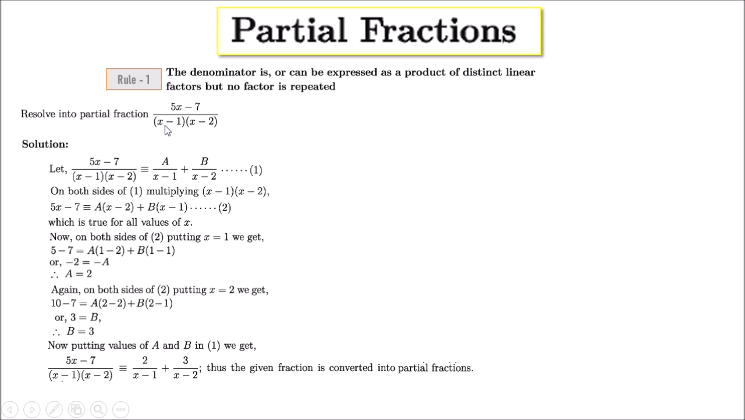If there are factors, or simply a quadratic expression, you can divide it into two factors. And where no repetition is there, that means a factor is not coming twice, thrice or something like that. Otherwise, it will be another rule, and when we solve that math, you will understand clearly. So here the factors are not repeated, and this is a normal fraction.